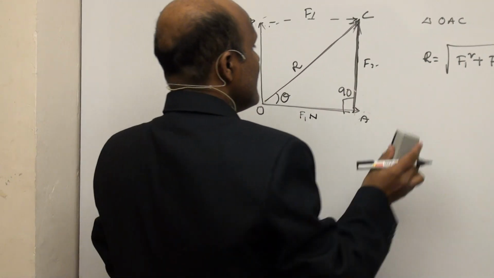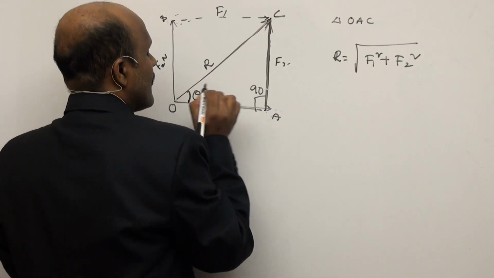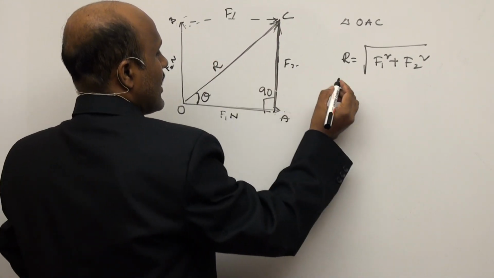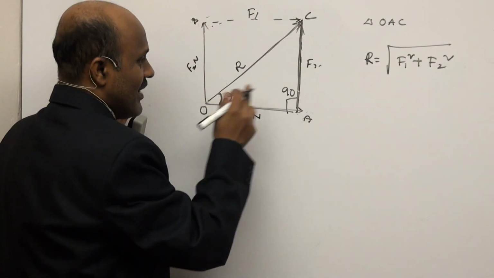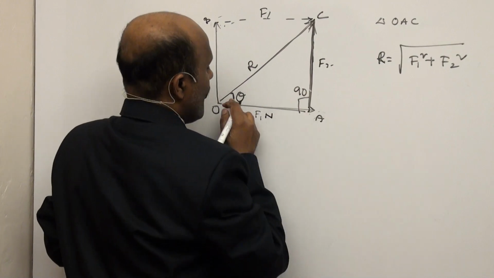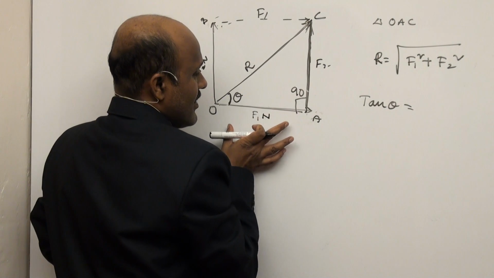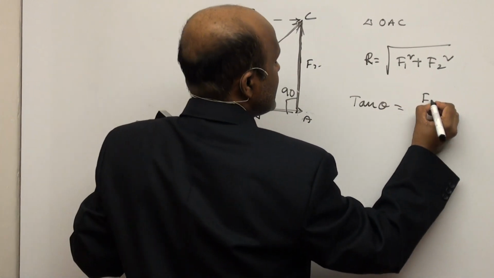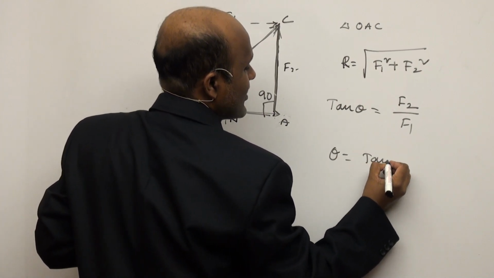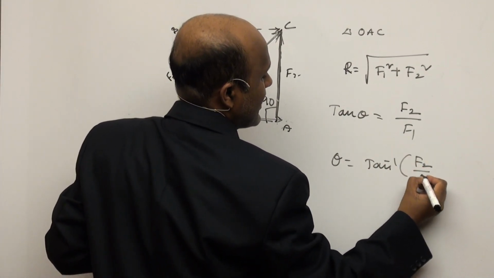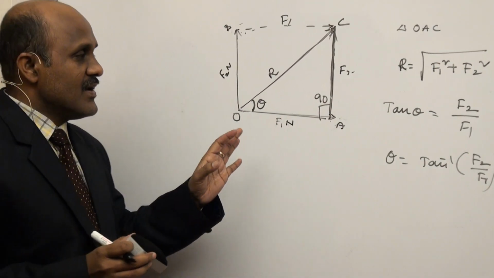So what is the magnitude of this resultant? The magnitude is this one. What is the direction of the resultant? What is tan theta? Tan theta is equal to the opposite side divided by the adjacent side, that is F2 divided by F1. So theta is equal to tan inverse of F2 divided by F1. So this is one way, by using Pythagoras theorem.